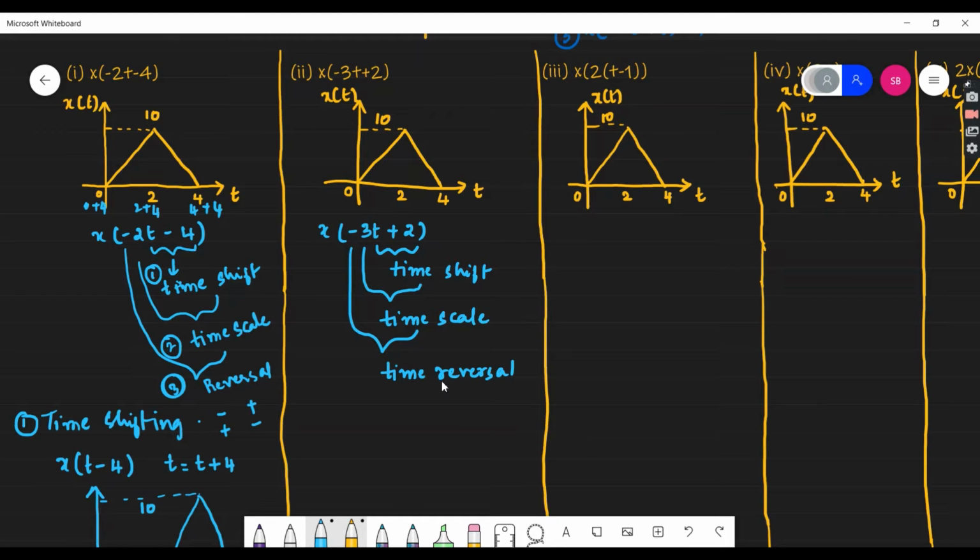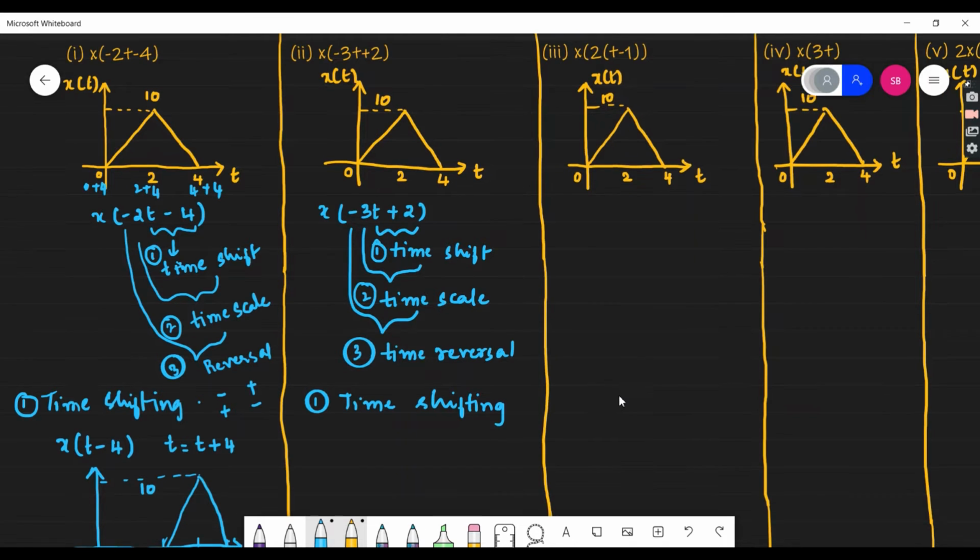Once again, if I apply the precedence rule, first I have to perform time shift, second time scale, and finally time reversal. So first let me start with time shifting, where I require the x of t plus 2 signal.